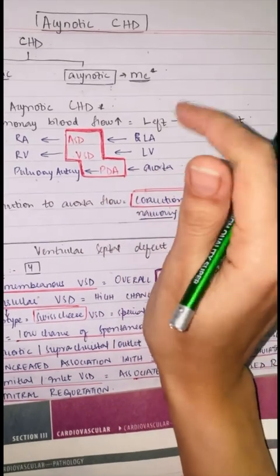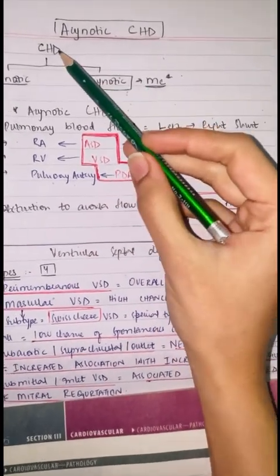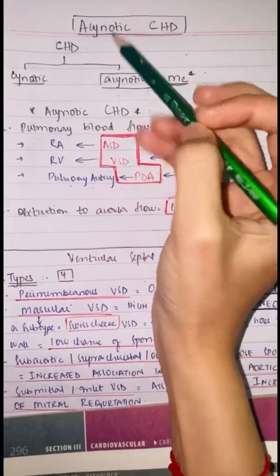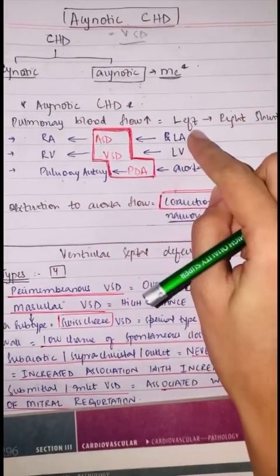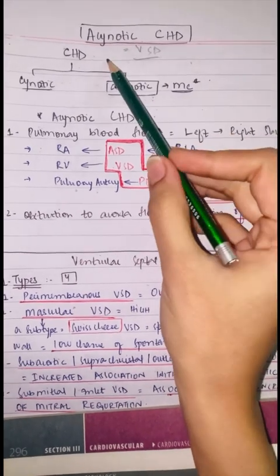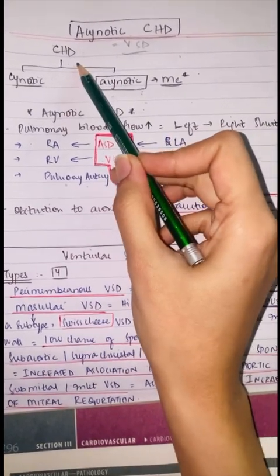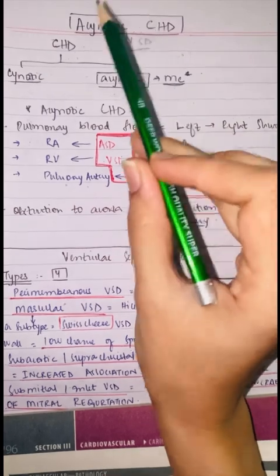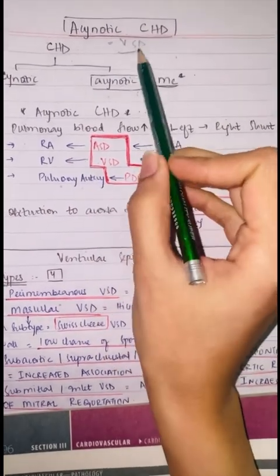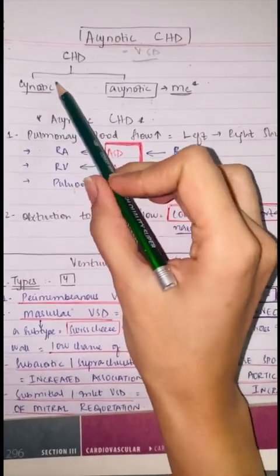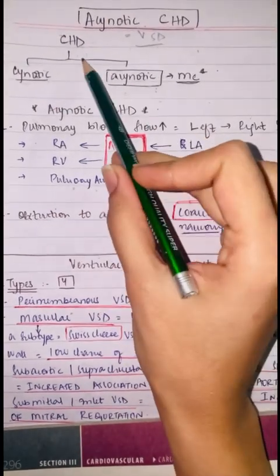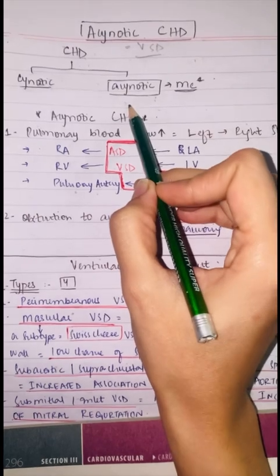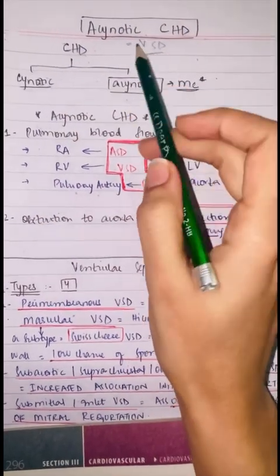MCQ number 1 covered. MCQ number 2: what is the most common congenital heart disease? That would be VSD. But if question number 3 asks, what is the most common cyanotic congenital heart disease, will my answer still be VSD? No, because VSD is acyanotic. The most common cyanotic congenital heart disease would be TOF, tetralogy of Fallot, and the most common congenital heart disease overall would be VSD.